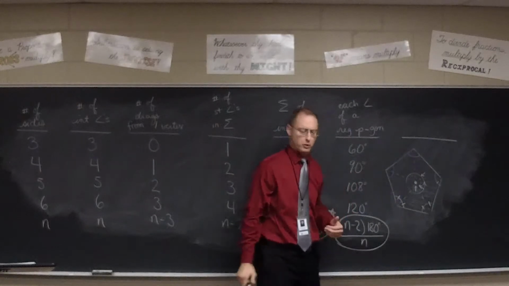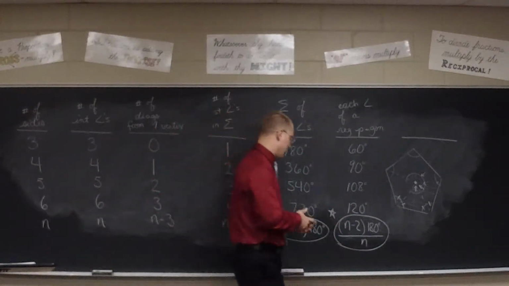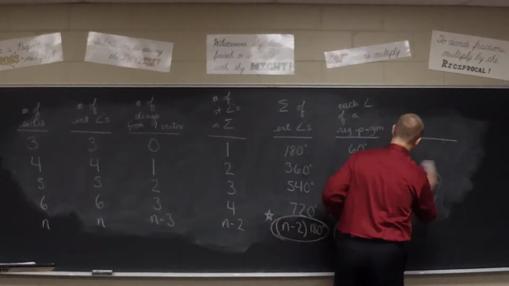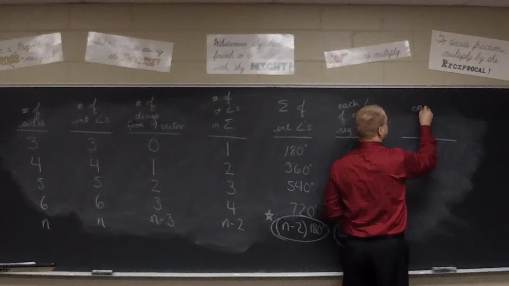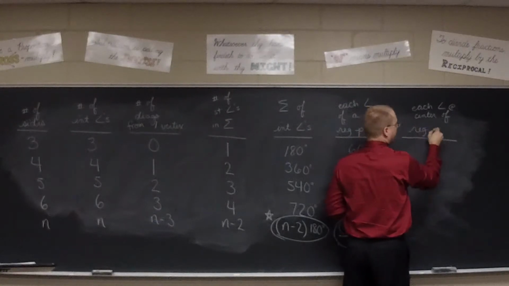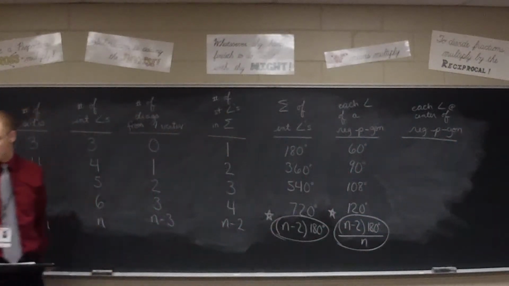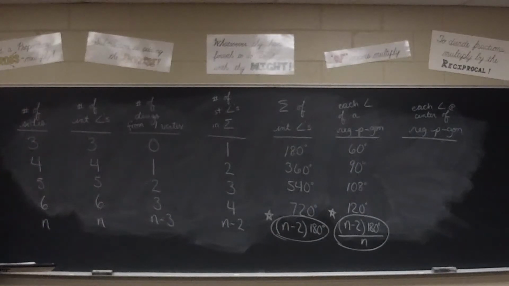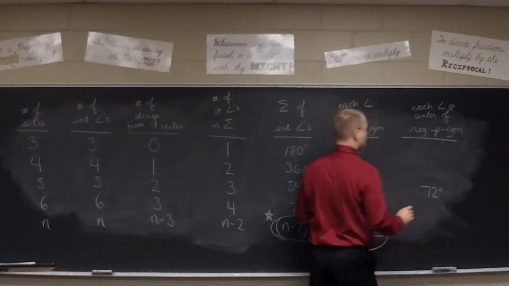Do that on your calculator real quick. 360 divided by 5. 72 degrees. So our last column is going to be the measure of each angle at the center of a regular polygon. Each angle at the center, yes, of a regular polygon. And we said for a 5-sided figure, that's going to be 72 degrees.